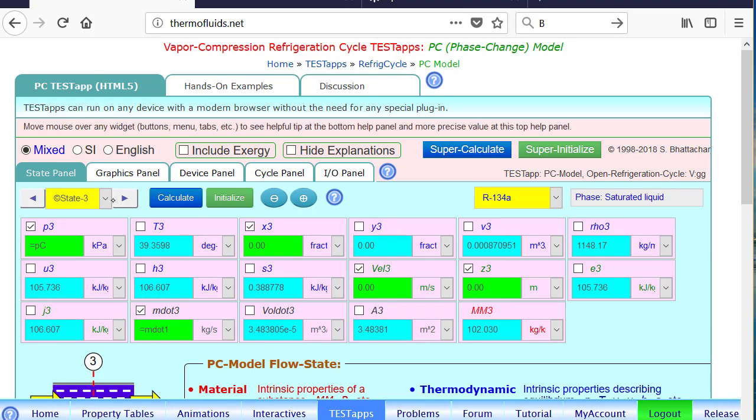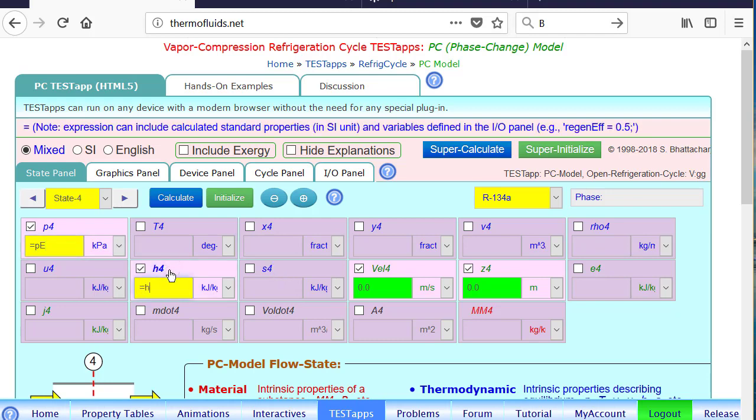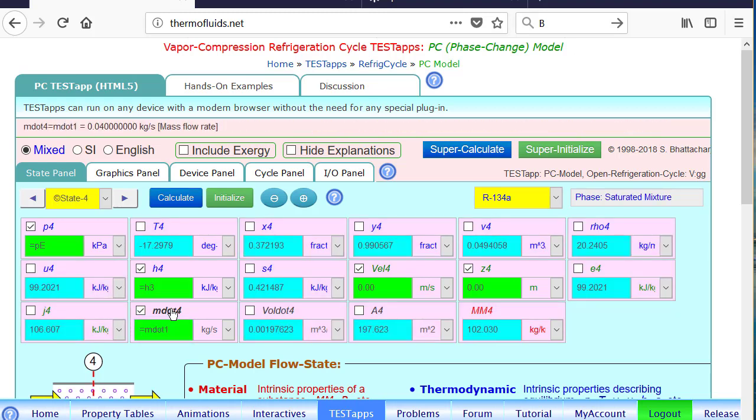And finally, state 4 is after the expansion valve. What happens in state 4 is that the pressure must equal P evaporator. Pressure drops to evaporator pressure in an isenthalpic way. H4 equals H3. And of course, M dots are equal, M dot 1. And that completes the calculation of state 4.